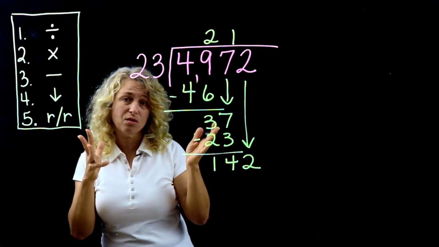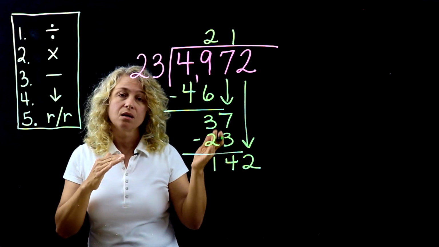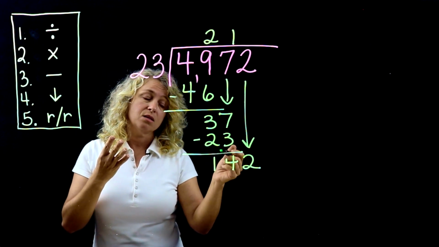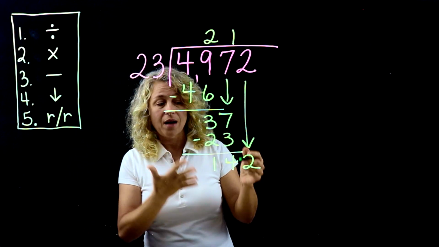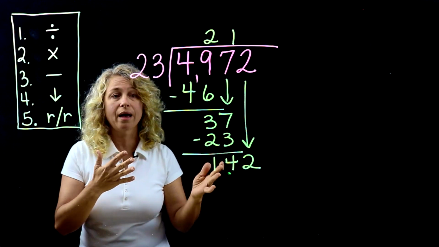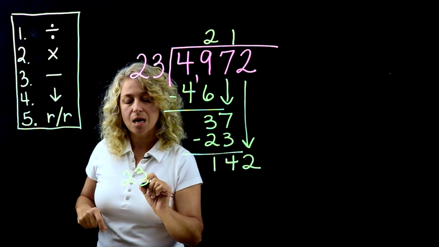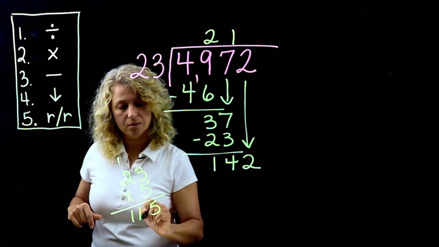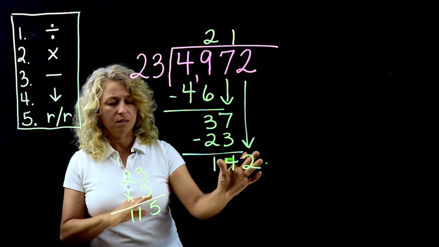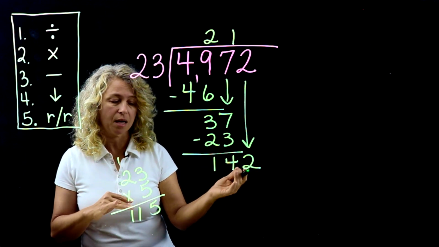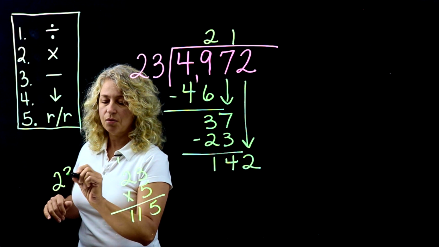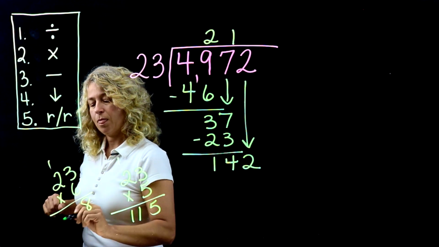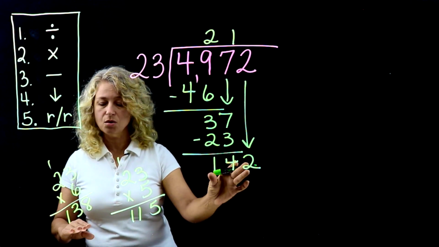I can think, oh, 23, it's about the same as 25. I know that 25 goes into 100 4 times, and so maybe it will go 5 times, maybe 6. Let's try out 23 times 5. Okay, so that's quite a big difference, isn't it? Maybe it'll go 6 times. So let's try 23 times 6. Okay, so that's a lot closer, isn't it?